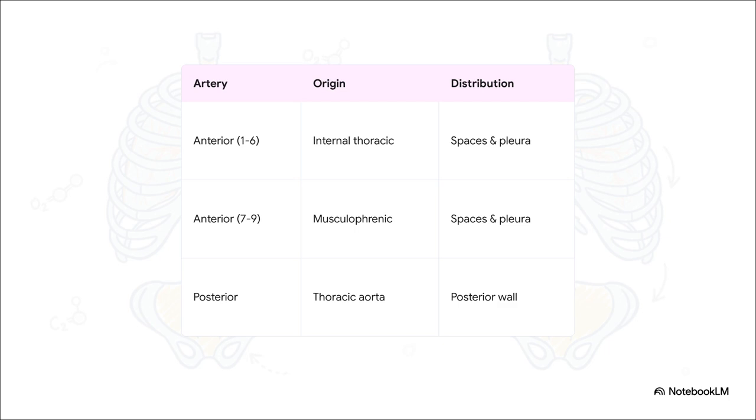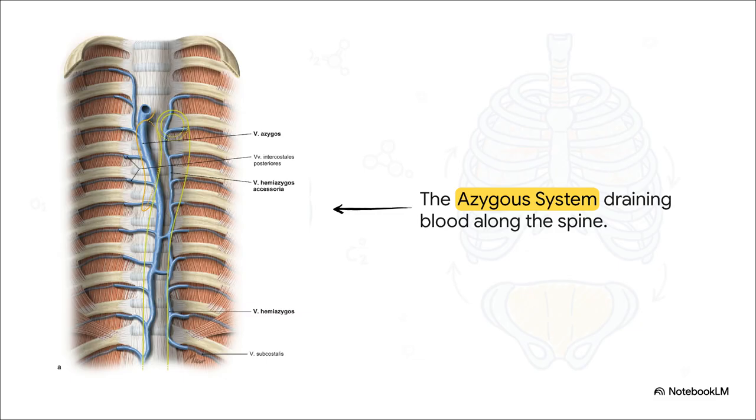Meanwhile, the back of the house is supplied by the posterior intercostal arteries, and those mostly branch directly off the massive descending thoracic aorta. Of course, after dropping off oxygen, that blood has to drain back to the heart. This is handled incredibly gracefully by the azygous venous system. Notice how it's beautifully and asymmetrically anchored, tucked safely against your vertebrae right along the spine.